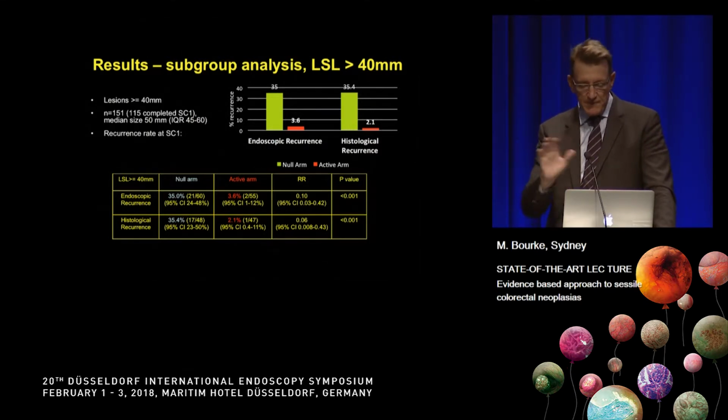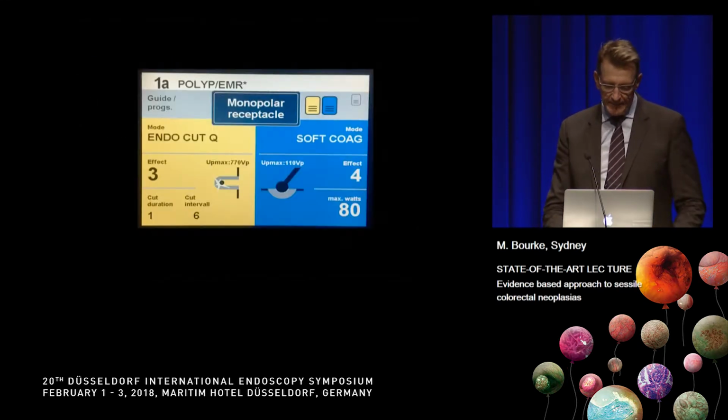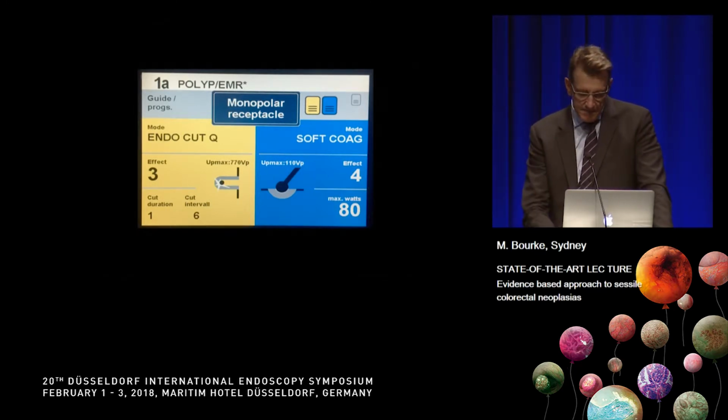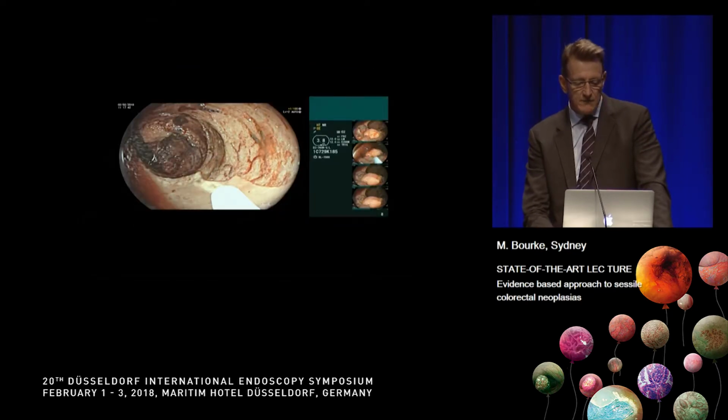This paper is still sort of in editorial land, but it's all done, locked up, and we've actually started a large prospective validation study, multi-centre international, and the results are outstanding. We never see recurrence anymore.